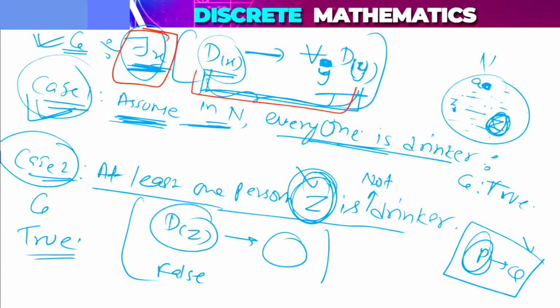We want at least one element for whom this internal thing will become true. Because for this non-drinker person, for this Z, this internal thing is becoming true, so this there exist will become true, so this G will become true.